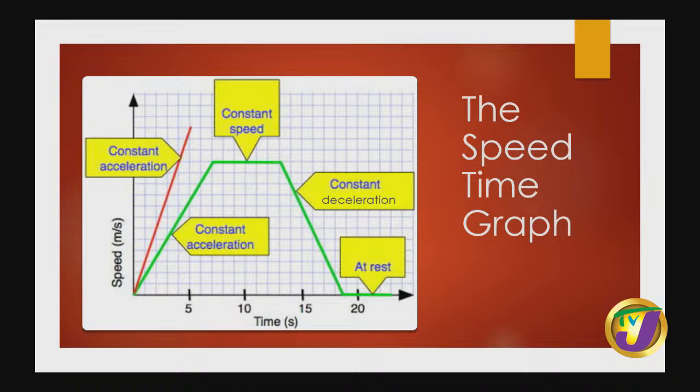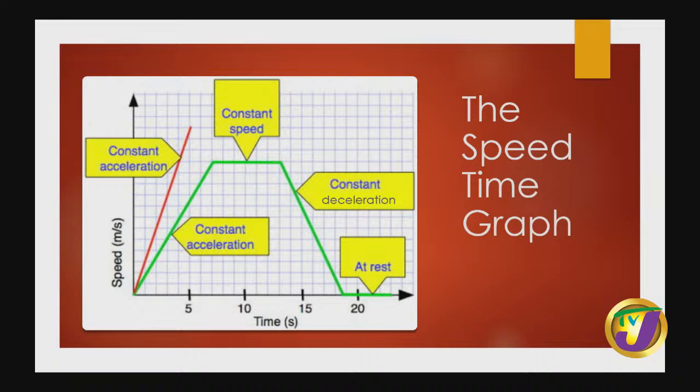So I'm just going to jump over to the constant deceleration, since you explained to us the constant acceleration. Constant deceleration would be the opposite of what is happening with the constant acceleration. So the movement now is going down.